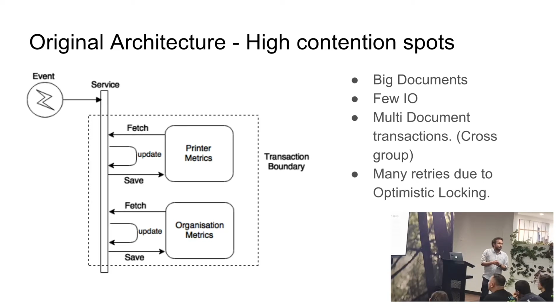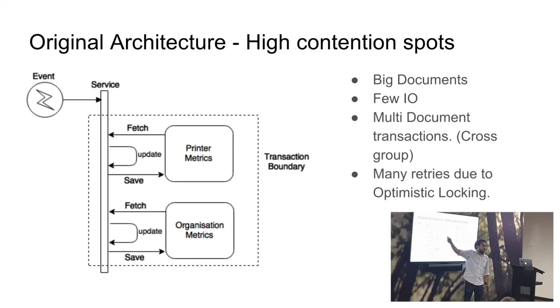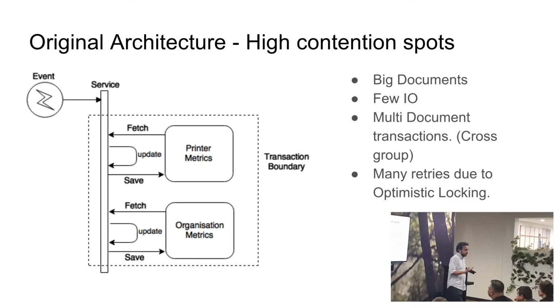So what is the problem with that? The problem is that those documents, because they are big and because they can be modified by many events, become contention spots. Multiple events could be modifying this document at the same time, or more so the organization one, because they have multiple printers, so multiple events can come to the organization. And because this is a transaction, the data store has a mechanism to protect against that, called optimistic locking. If I fetch a document, I modify it, and when I try to save it, the data store detects that a modification happened, then the whole thing fails.